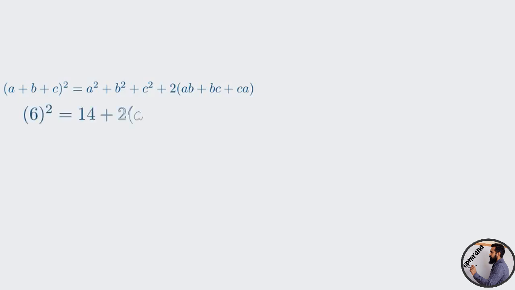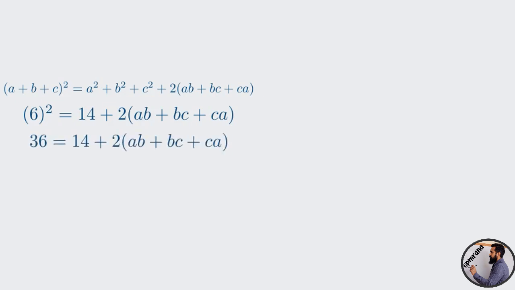To solve this, we need a link between the sum of the variables, the sum of their squares, and their pairwise products. This is a fundamental algebraic identity. Notice that we already have values for two of the terms in this equation. Let's plug them in. Replacing the sum with 6 and the sum of squares with 14, we get 6 squared equals 14 plus 2 times the quantity (ab plus bc plus ca).